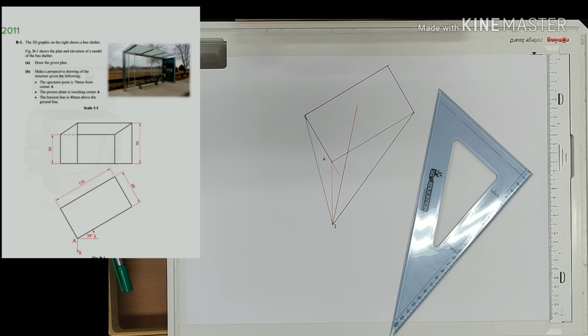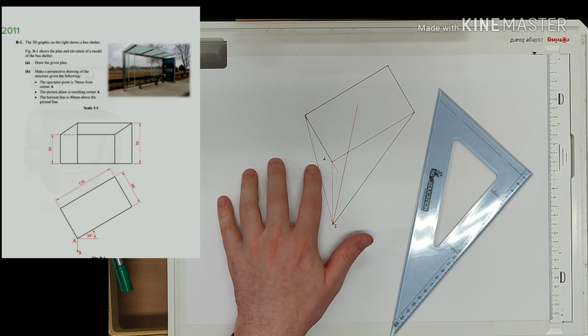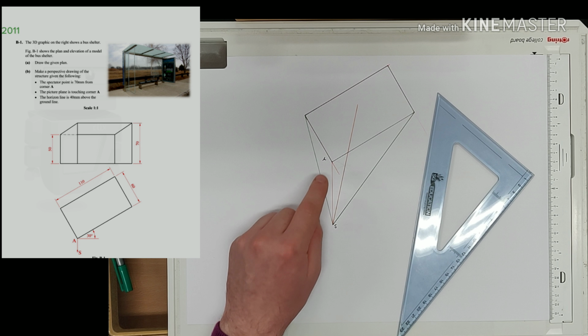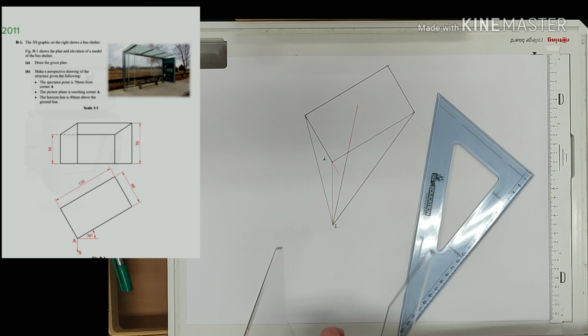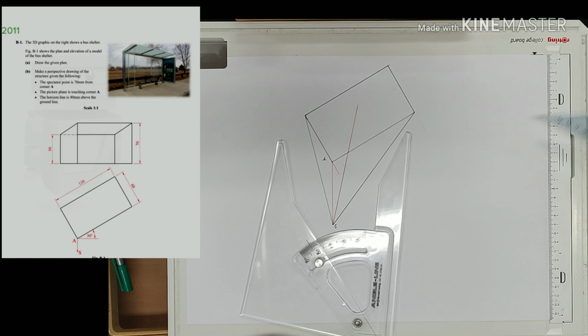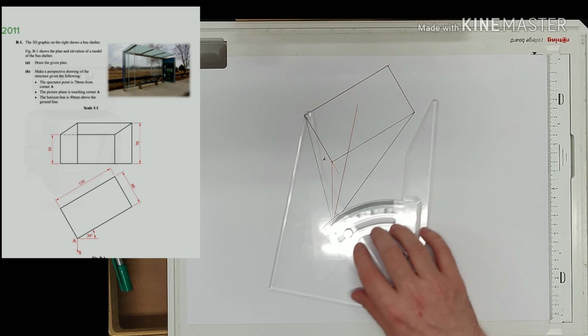The question tells us the picture plane touches corner A, therefore we know that if we go perpendicular to our line of sight through A, we'll find the picture plane. If you have an adjustable, this is where this guy comes in really handy, because he speeds up your work quite a bit.